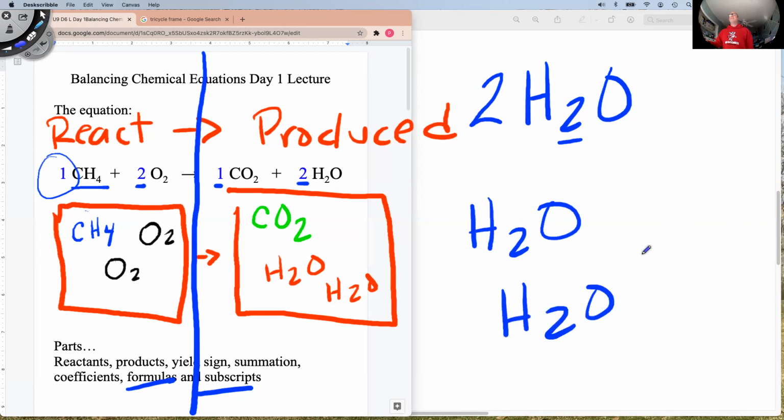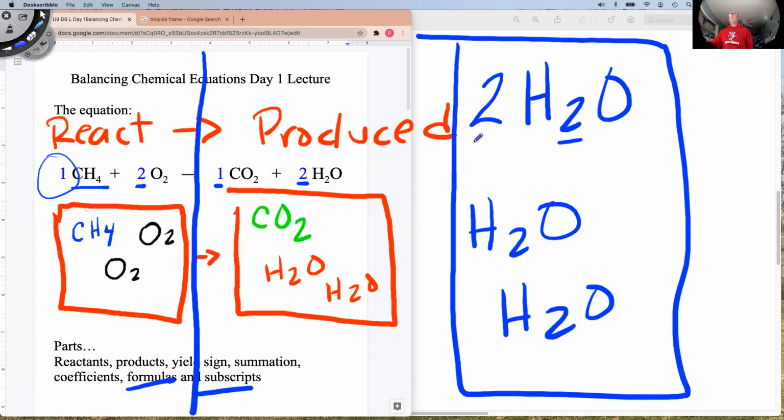I highly suggest you rewind the screen and understand what this means. The coefficient tells you how many of those you have. You'd have 2 water molecules.